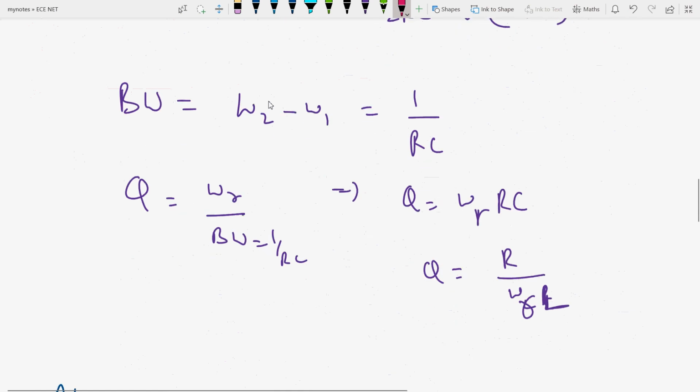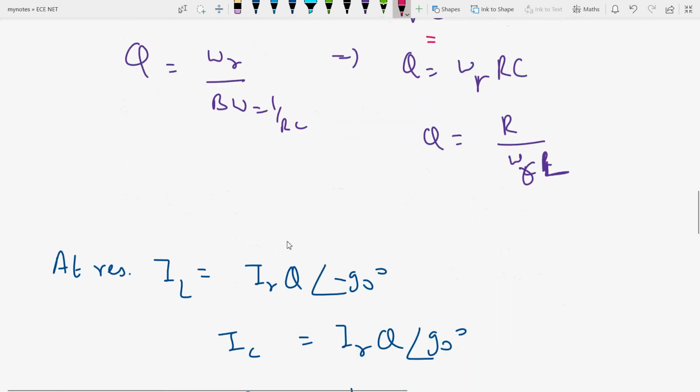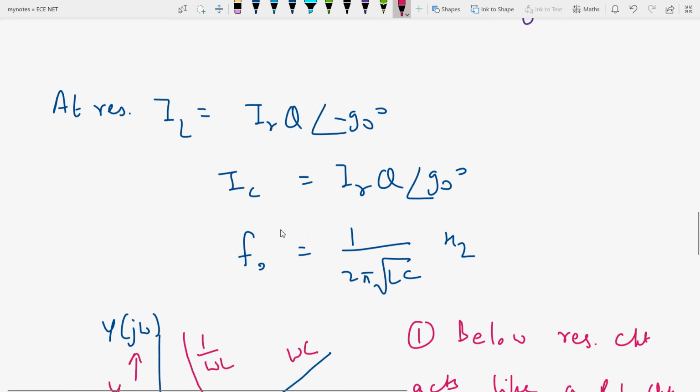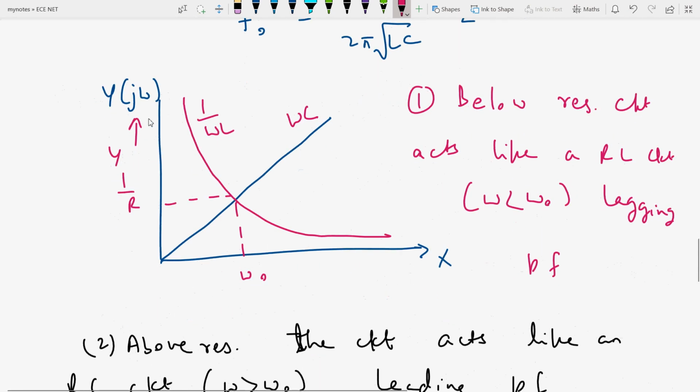Now bandwidth is omega 2 minus omega 1, which is 1 by RC, and that's why it is the quality factor. The current through the inductive circuit is I R Q at angle minus 90 degrees. The current through the capacitive circuit is this much, because current always leads in the capacitive circuit. Now you can see from this graph, admittance versus frequency, that from the origin this is a straight line.